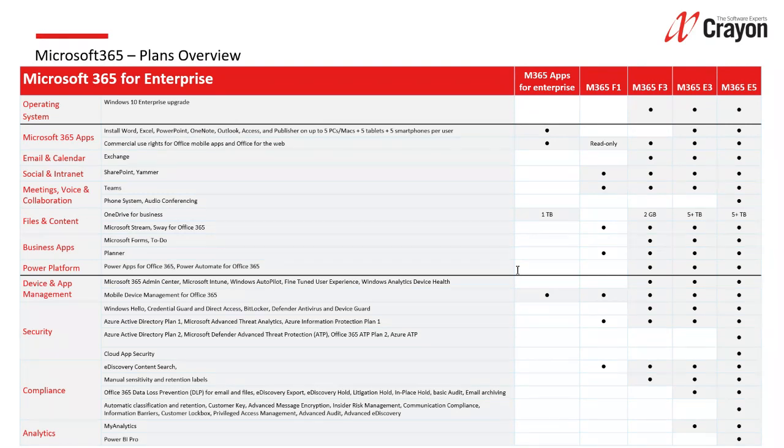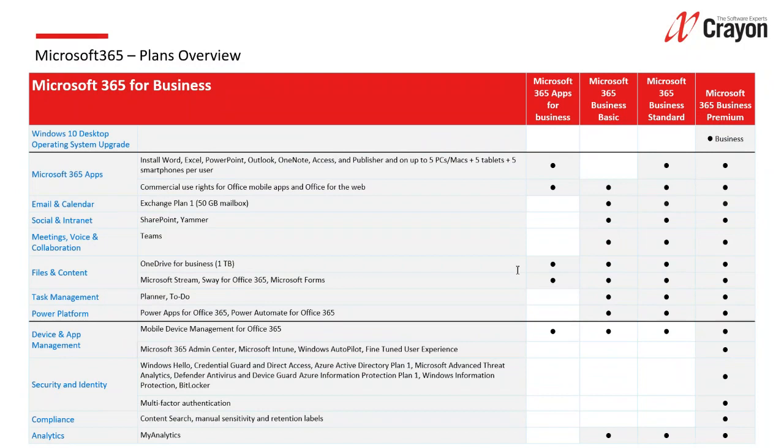And of course, some features in the security, compliance, and analytics sections are limited only to E5 and some in E3 plans. So moving forward to M365 for Business. So these are the plans.